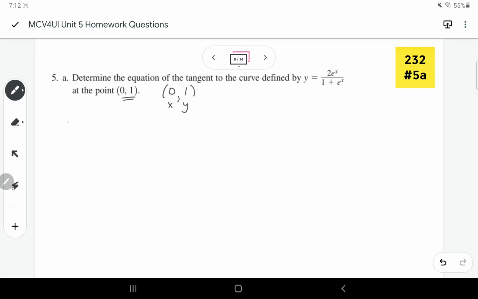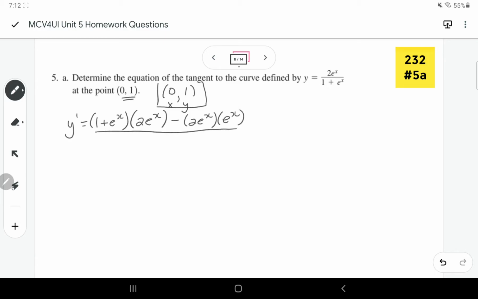So we're just looking for the derivative, y prime, going from here. Remember that it's the denominator, so 1 plus e to the x, times the derivative of the numerator, which is 2e to the x. Let's kind of keep that up there. Minus the numerator, which is 2e to the x, times the derivative of the denominator, which is just e to the x, all over the denominator squared. So 1 plus e to the x squared.